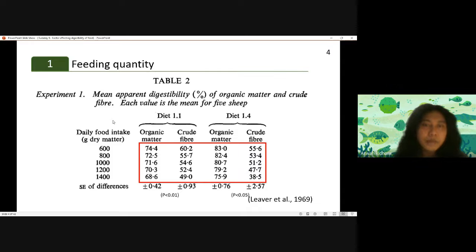And if you look at the daily feed intake here, from 600 to 1,400 grams, we will notice that digestibility tends to decrease, which means that increasing the food intake will reduce the digestibility of the feed, whether in the form of organic matter or crude fiber.